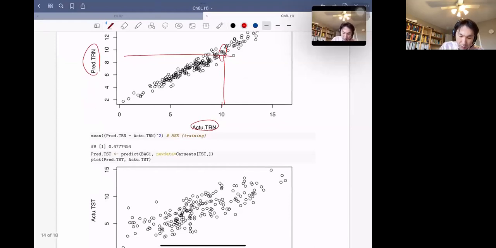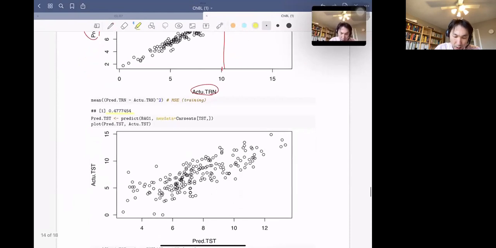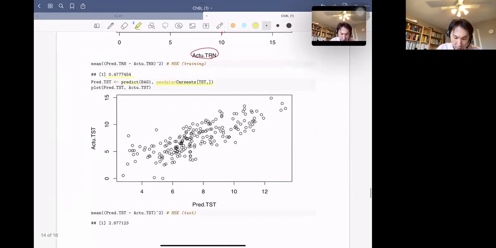And this is the training error, 0.477. How about the test data set? We can use the predict function for test data. So we specify the new data is equal to the test data. Then we can plot.